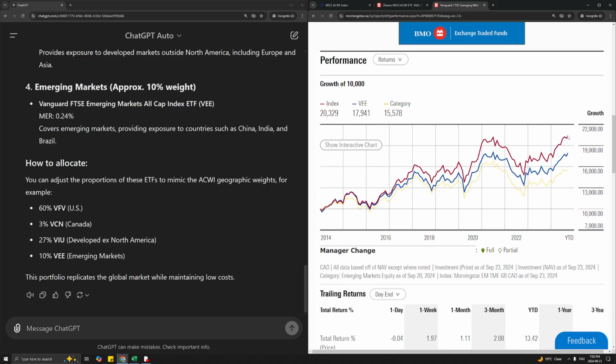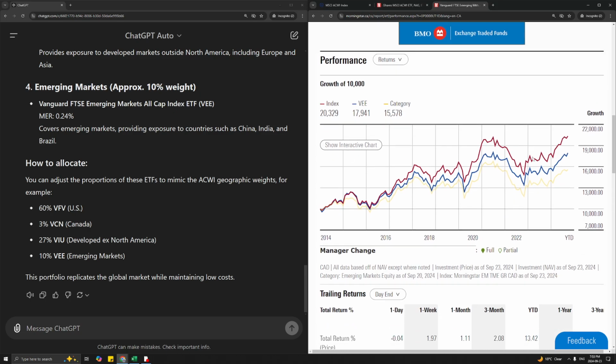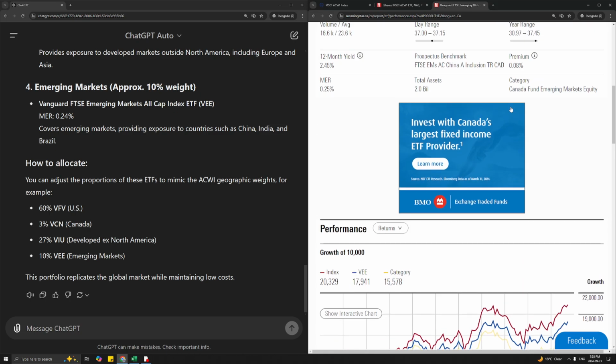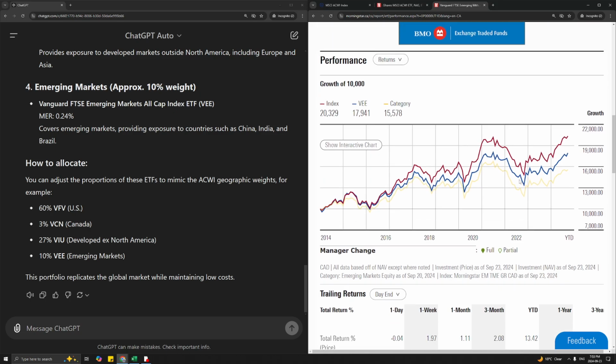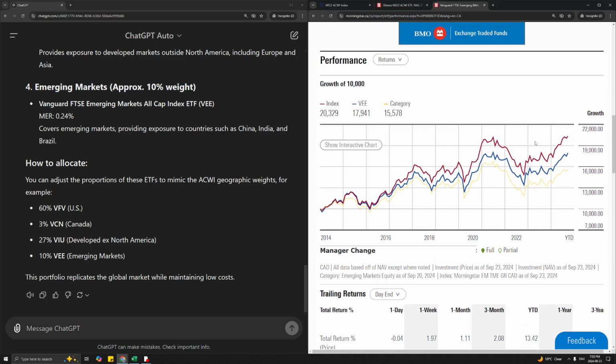Okay, so this specific VEE has big tracking error. This is the index and this is the ETF. I wonder why that happened, but I don't really care. Maybe there's another fund with lower tracking error, but we'll take a look at that. That kind of sucks. That's big.